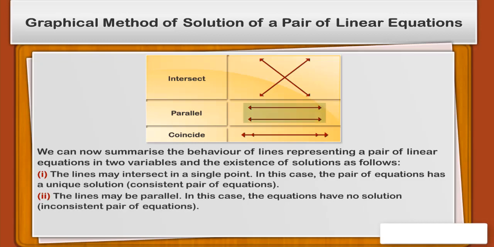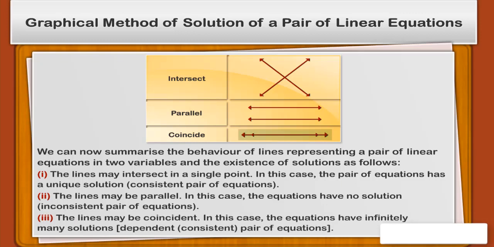2. The lines may be parallel. In this case, the equations have no solution. Inconsistent pair of equations. 3. The lines may be coincident. In this case, the equations have infinitely many solutions. Dependent, consistent pair of equations.